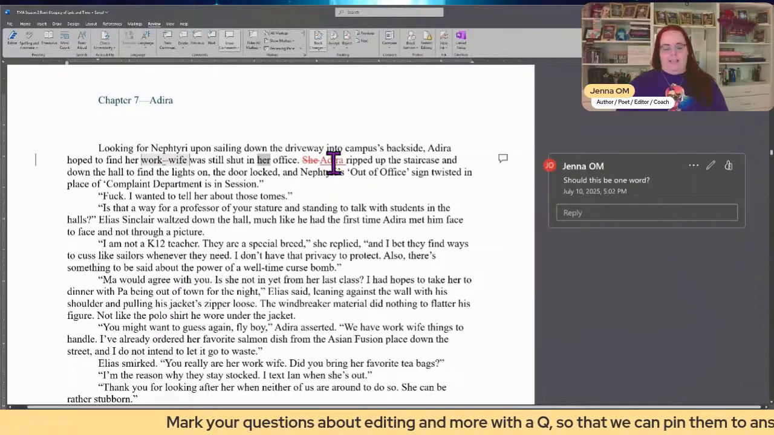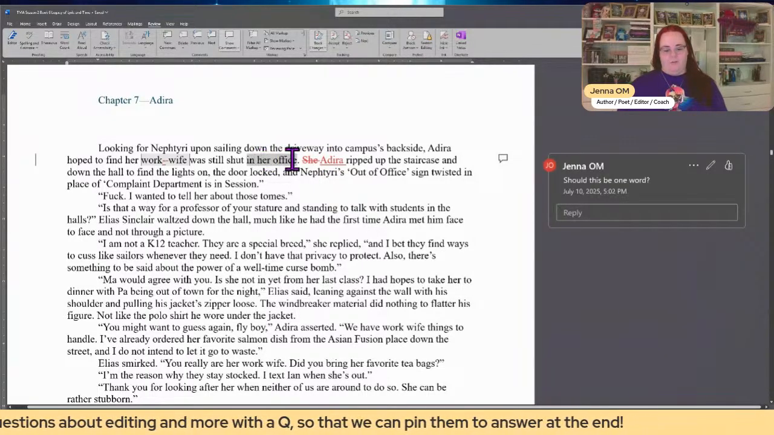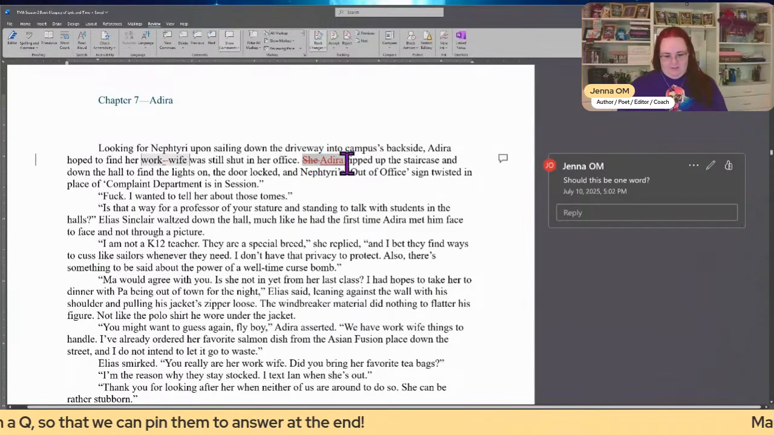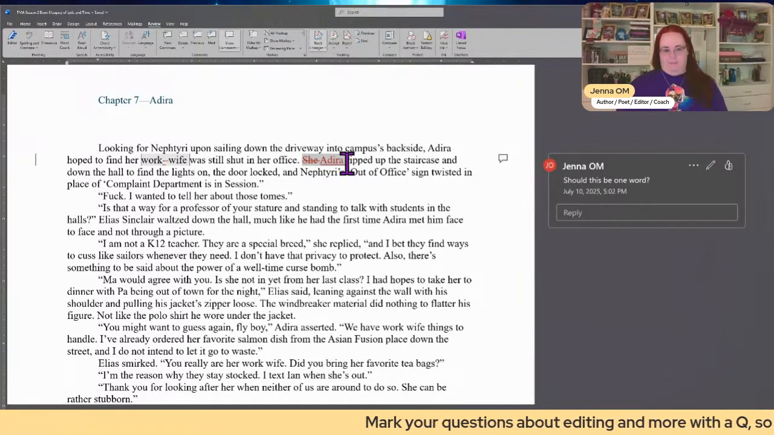So I can't say "she" here if this refers to Neftiri's office, because it's not Neftiri who's ripping up the stairs, it's Adira ripping up the stairs. Yes, that will trip some readers up. They'll say, who did what?